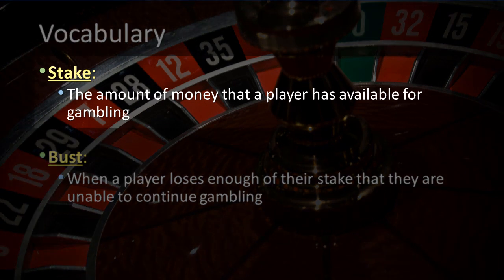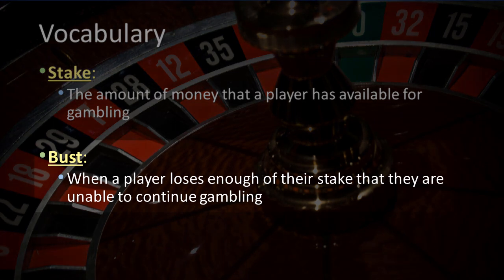Before we continue, let's ensure that we understand a few important concepts. First is the term stake. In the context of roulette, a player's stake is the amount of money that the player has available for gambling. Next is the term bust. A bust occurs when a player loses enough of their stake that they are unable to continue gambling. Busting is obviously undesirable for the player.